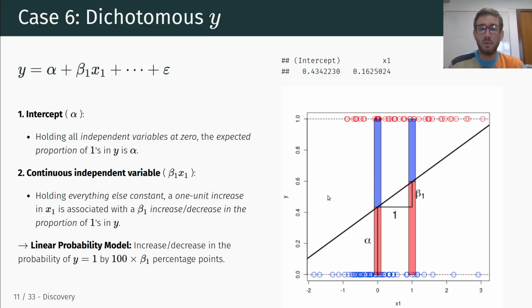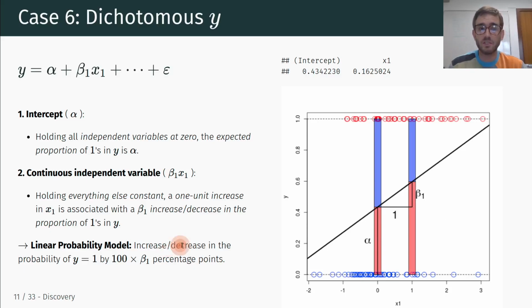And so based on this, the fact that we can interpret these as changes in proportions or changes in probabilities of observing a 1 rather than a 0 is the reason why this type of model, with a dichotomous dependent variable where we run an OLS, a linear regression model, is called a linear probability model, right? And we call this a linear probability model because ultimately we're modeling the change in probability of observing a 1 rather than a 0 as a linear function of x1, right?